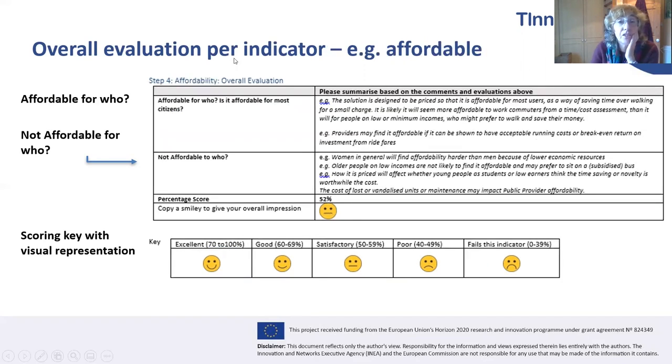And this is just to show that we do this for every indicator. Here's the one for affordable. So again, at the end of going through all the different groups, we say, who's it affordable for and who's it not affordable for? So again, we give a score. And we've included a smiley rating just because it's a more visual way of giving an approval than a number.